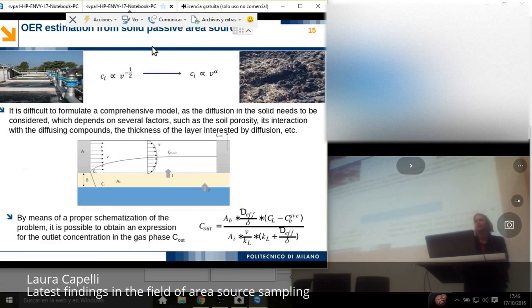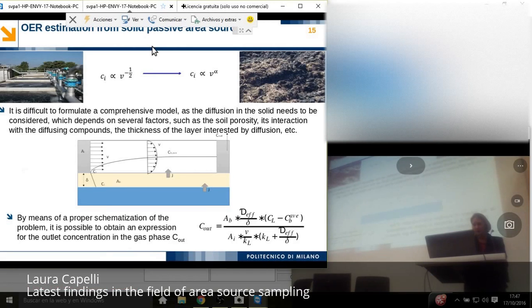So there are a lot of different parameters that make the whole thing more complicated. However, we try to schematize the problem this way, so having a layer of liquid with a solid over it, and the gas phase here. So you have a double contribution of diffusion from the liquid to the solid and through the solid then to the gas. And in this way, we were able to write an expression for the outlet concentration in the gas phase.